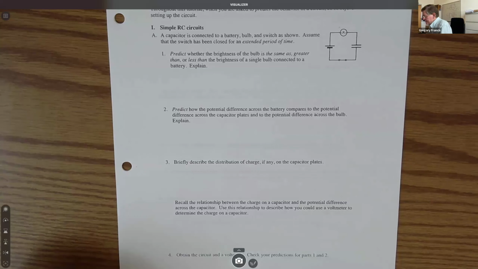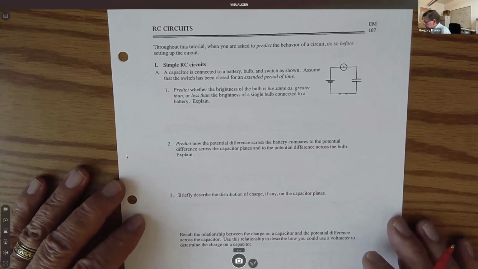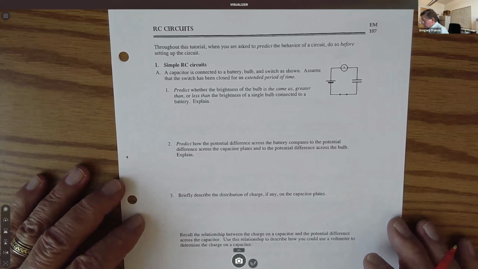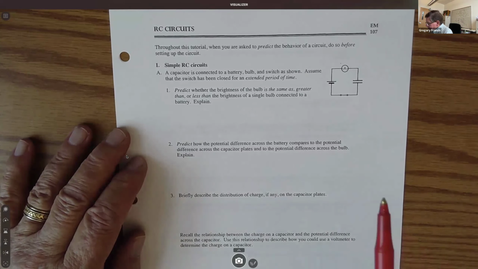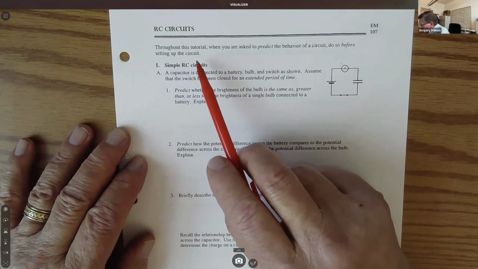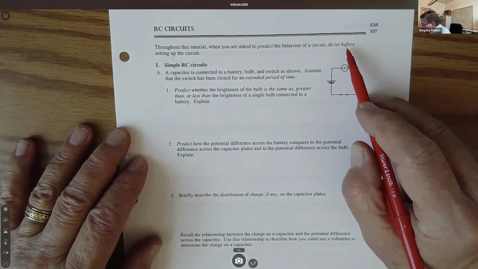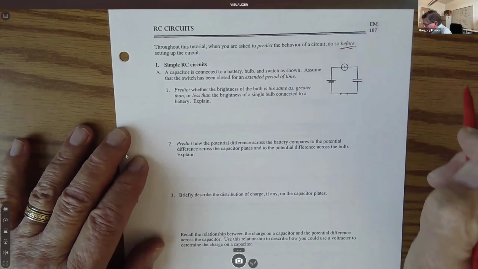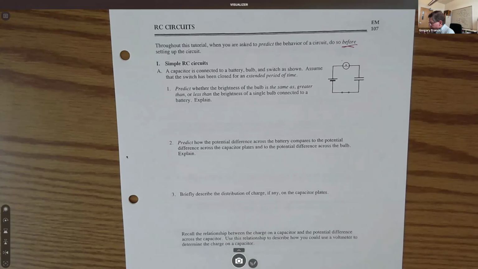Okay, now you should be seeing the tutorial handout that was in that packet that you bought from the bookstore for $4.50. Throughout this tutorial, when you are asked to predict the behavior of a circuit, do so before setting up the circuit. We're going to use our model to see if we can predict what's going on.